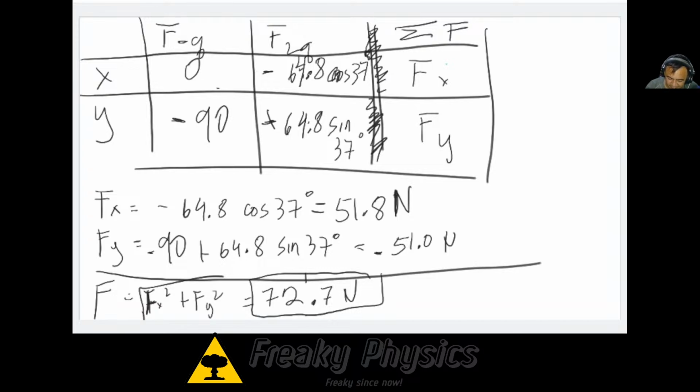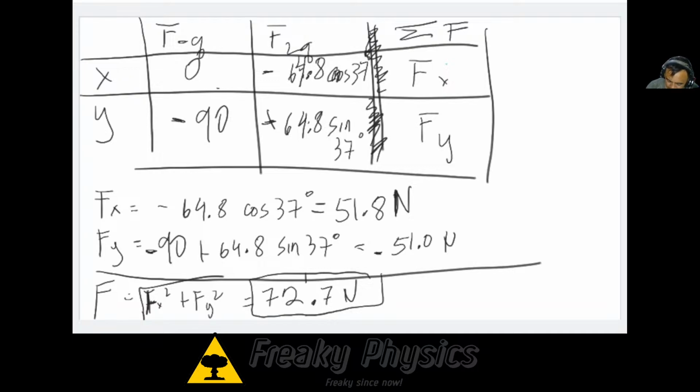Our final answer is gonna be, wait, what? It's negative 90 plus 64.8 sine 37 because it goes down. Wait, no. Whenever you have this table, all you have to do is copy everything. Negative 90 becomes negative 90. The 64.8 sine 37 is there. And then the Fy is this. Oh, okay. The table makes sense.